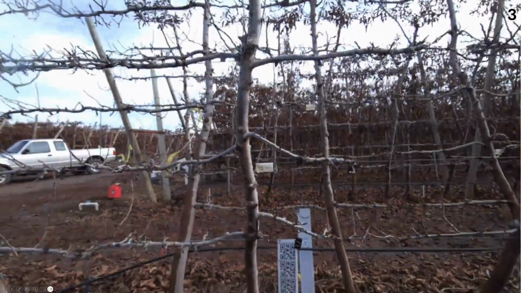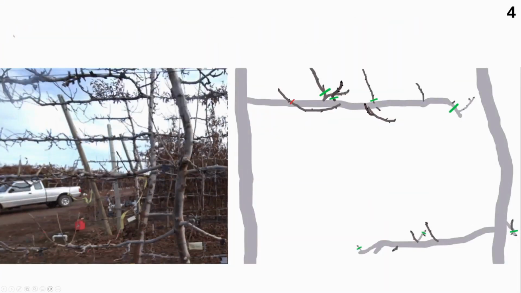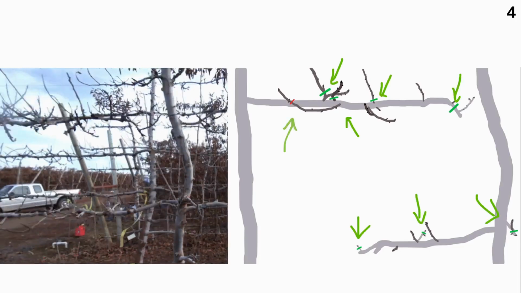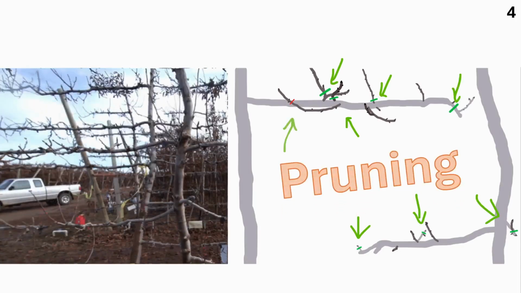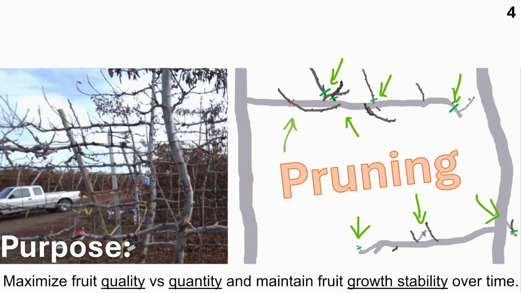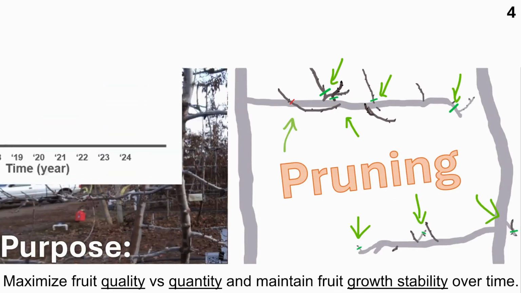Here is an apple tree in an orchard. Here's a drawing of the apple tree. You can see that there are some lines. They represent where branches get pruned or cut. Pruning is performed to maximize quality versus quantity and to maintain fruit growth stability over time.